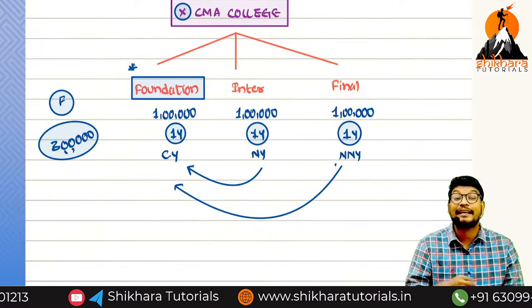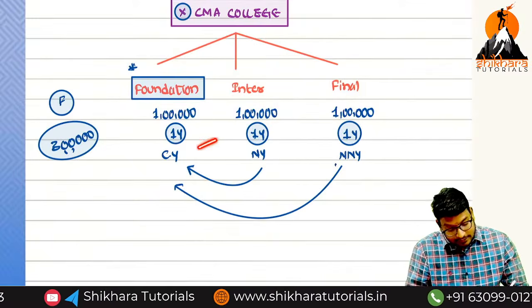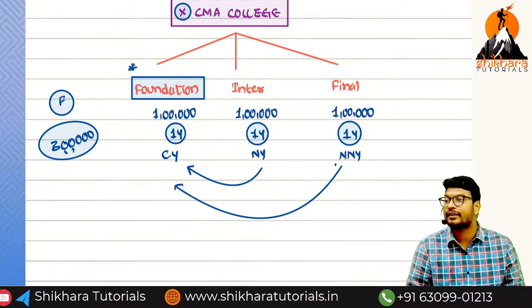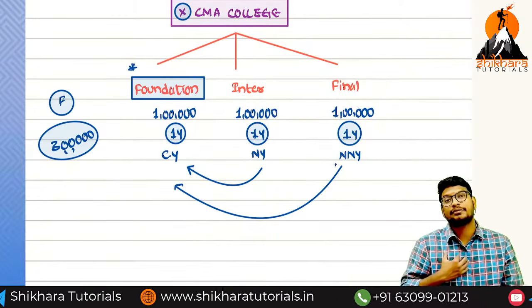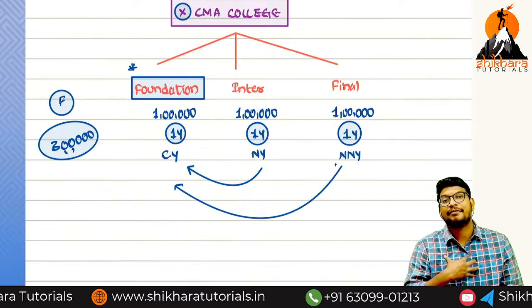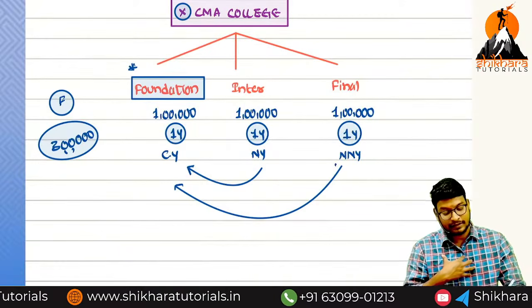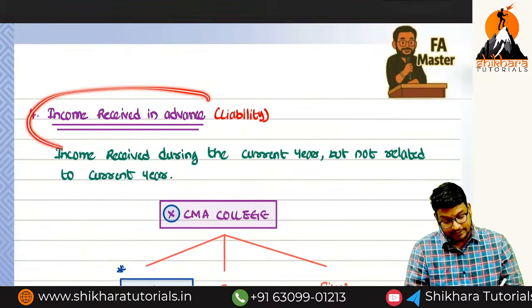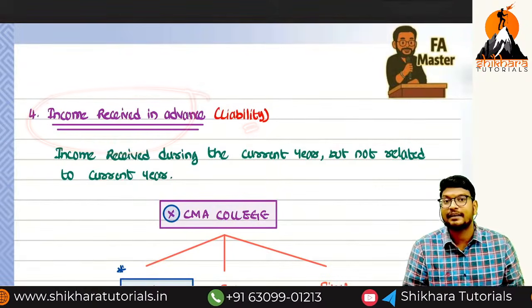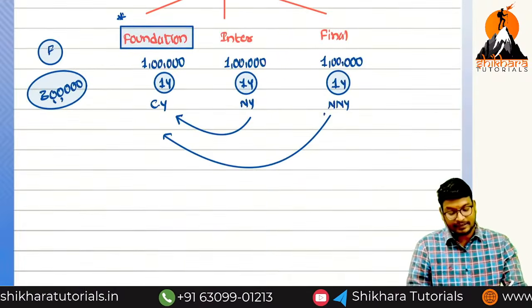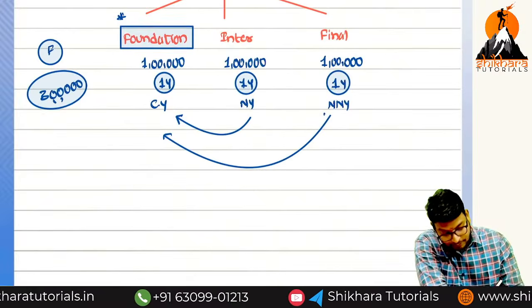We have a liability to give the service of inter level and the service of final level. So even though we received the amount, that is not an asset. We have a liability to teach inter level and final level. That is the reason income received in advance is called a liability. So now ultimately, how much is the income received in advance? The 2 lakh rupees.